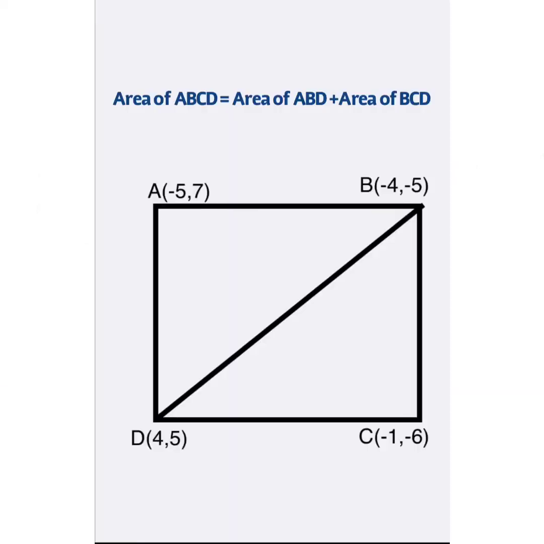So here you can see a quadrilateral ABCD, and when B and D are joined, two triangles are formed, triangle ABD and triangle BCD. So if we want to find the area of this quadrilateral ABCD, we can find it by adding the area of triangle ABD and the area of triangle BCD. So the area of quadrilateral ABCD is equal to the area of triangle ABD plus the area of triangle BCD. So now let us solve it.